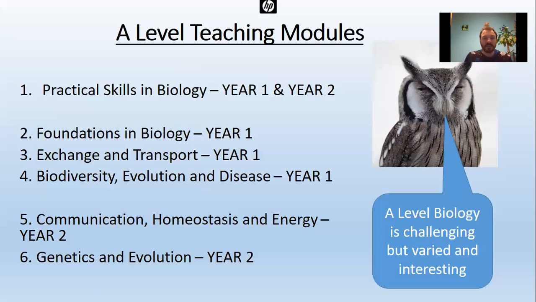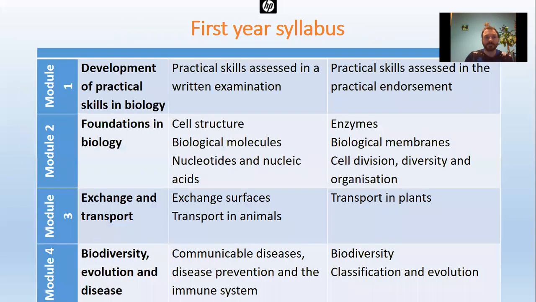Then in the second year, we focus on communication and homeostasis, which includes looking at the nervous system, muscles, the liver and the kidney, and how they regulate a constant internal environment, and also looking at respiration and photosynthesis in a lot of detail. There's also a big section on genetics, which includes some really current research and information about how we can use genetic technologies to further our understanding of human health and disease.